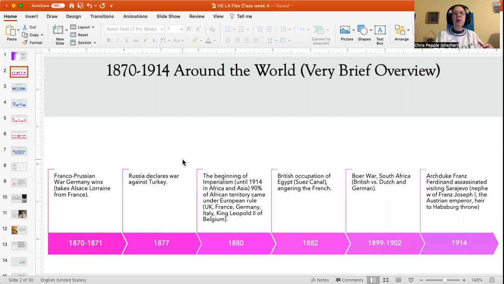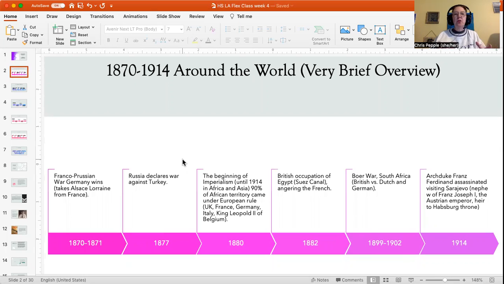First, look here around the world. Lots of change going on in Russia, in Europe, in Africa, in just everywhere around the world. First, we have the Franco-Prussian War. Germany wins, and they take some land, Alsace-Lorraine, from France. So this is where we have a lot of international tensions going on in the world. Russia declares war against Turkey. Then we also have the beginning of imperialism.